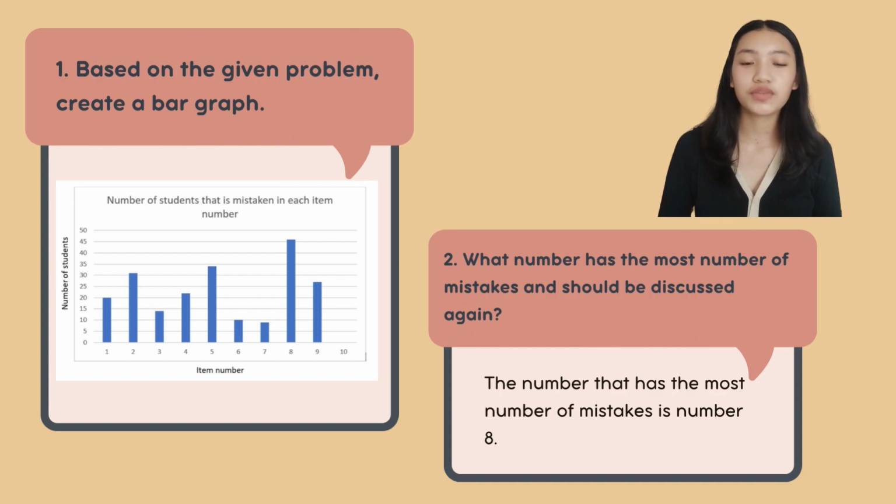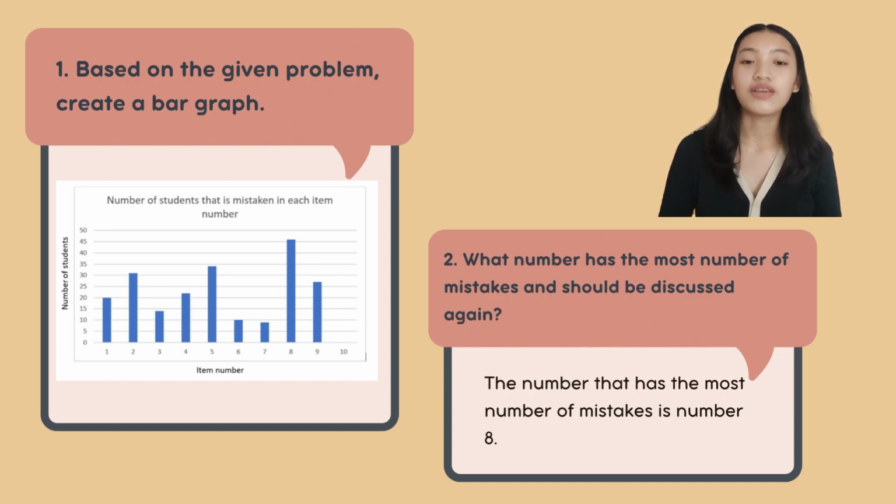Question number 1, which is to make a graph from the sample problem. In order to visualize the data, we can create a bar graph where the x-axis represents the numbers of the quiz items, and the y-axis represents the number of students who made a mistake in each item. The height of each bar represents the number of students who made a mistake in that particular item.